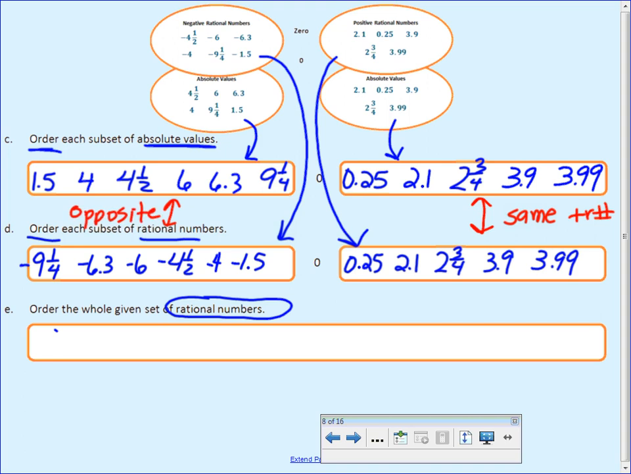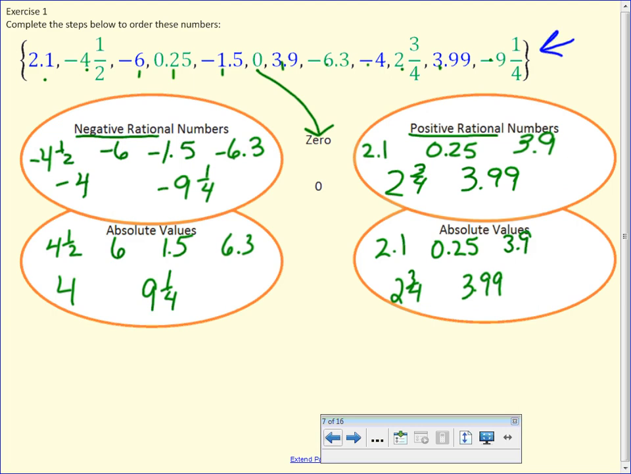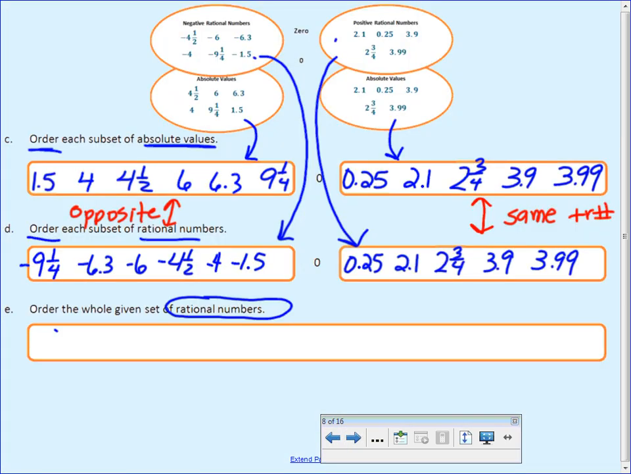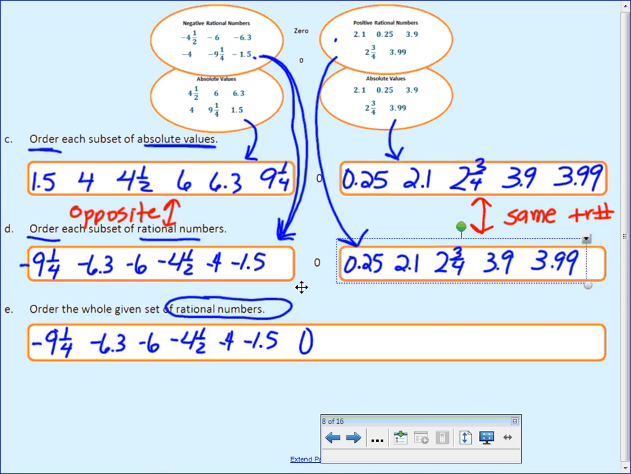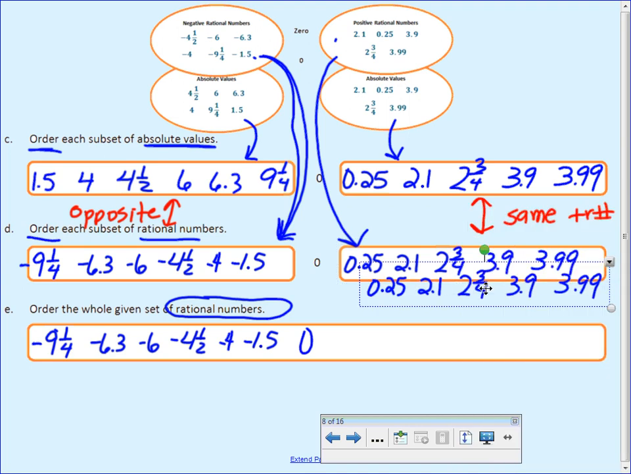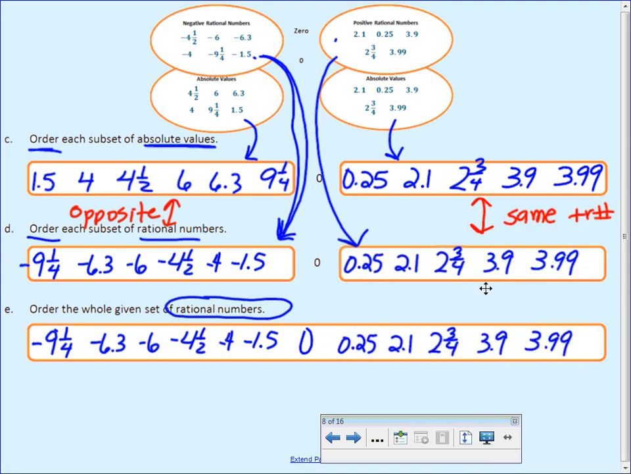What does subset mean? Subset means part of the set. So we have that huge set of numbers here. See this big set of numbers? Then we put them into subsets. And then we just took that subset and ordered it. Okay, good question. So now we can put the whole original set in order from least to greatest. So there is our whole original set. We took the subsets and put them back together. From least to greatest.